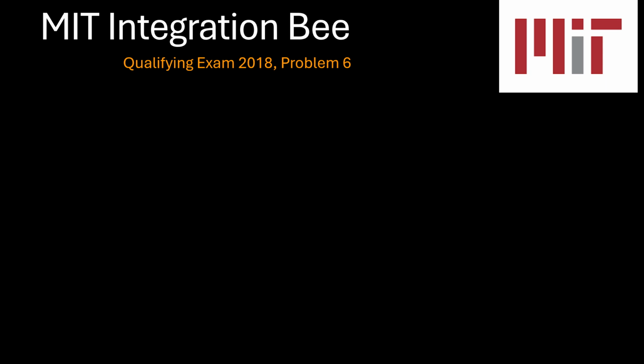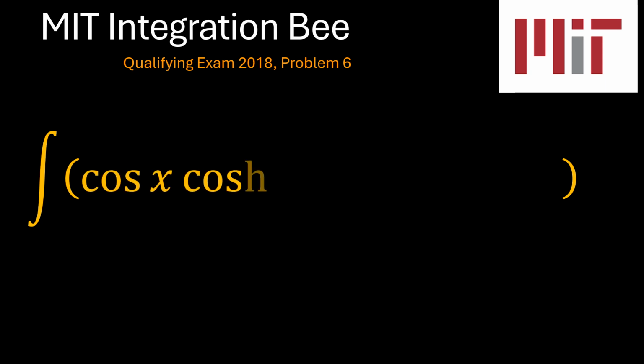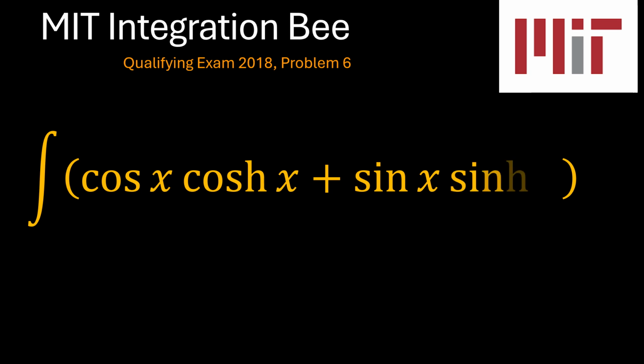So on to problem number 6 of the MIT integration B qualifying example 18, which is the indefinite integral of cosine of x times the hyperbolic cosine of x plus sine of x times the hyperbolic sine of x, or sinh of x. So this is kind of tricky, but still easy. Let's look at the two methods that I personally may use to solve it.